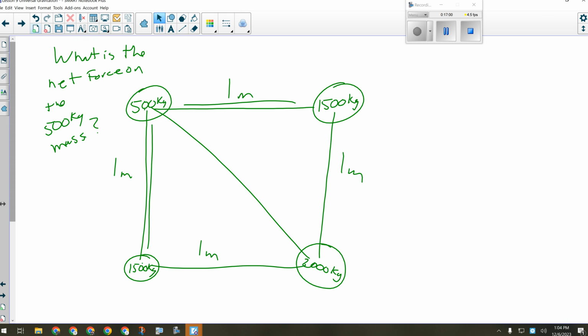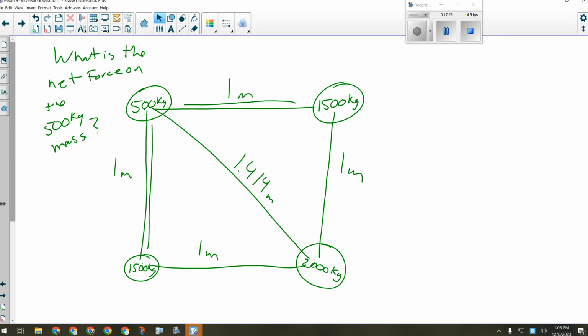Here's the most common mistake people would make on a question like this. How far is it between those two masses? Is it 1 meter? You'd be surprised how often people put that in. Okay, it's further diagonally across the square than it is from one side to another. So it's 1.414, I believe, meters, in that direction there.